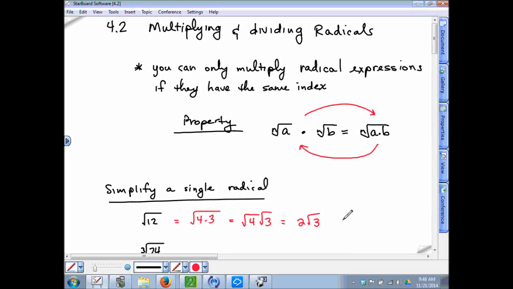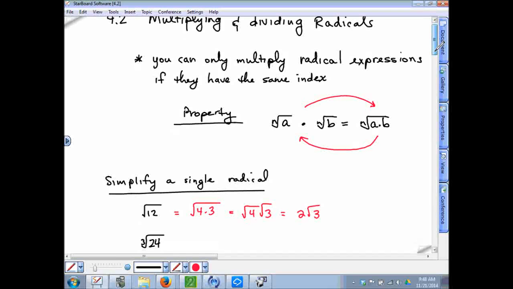Now I know you could have gotten that answer by drawing those goofy number trees underneath, but this is how every single math textbook teaches this property, because this is the best way to do it.